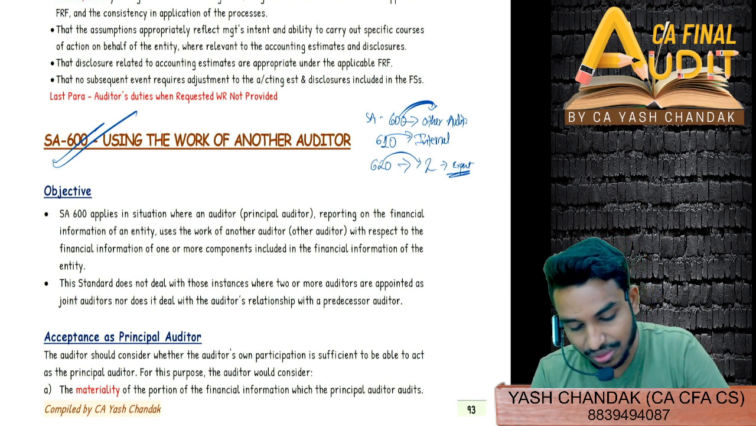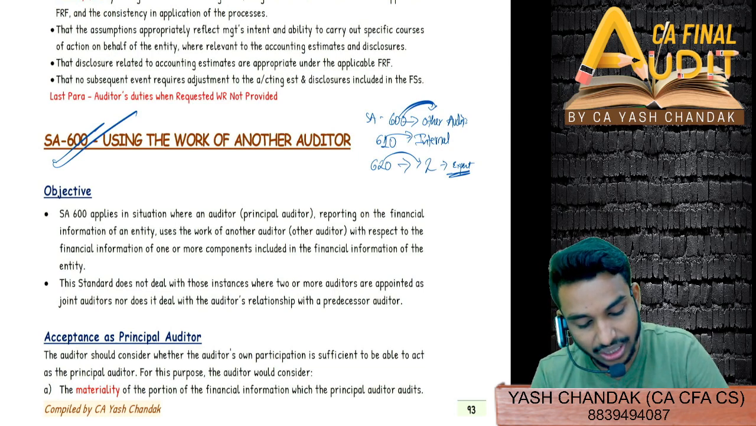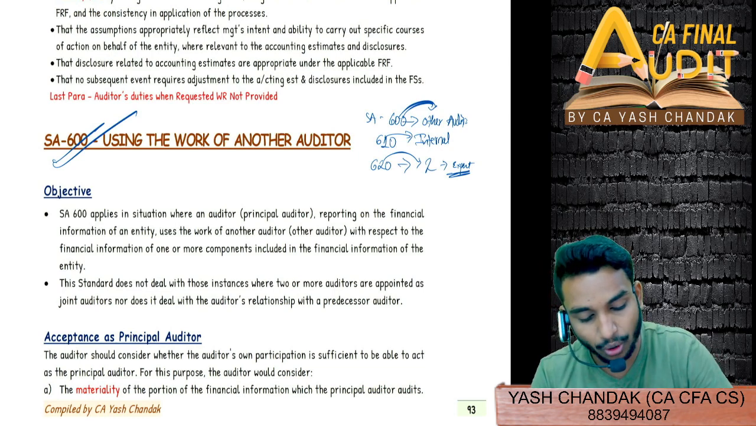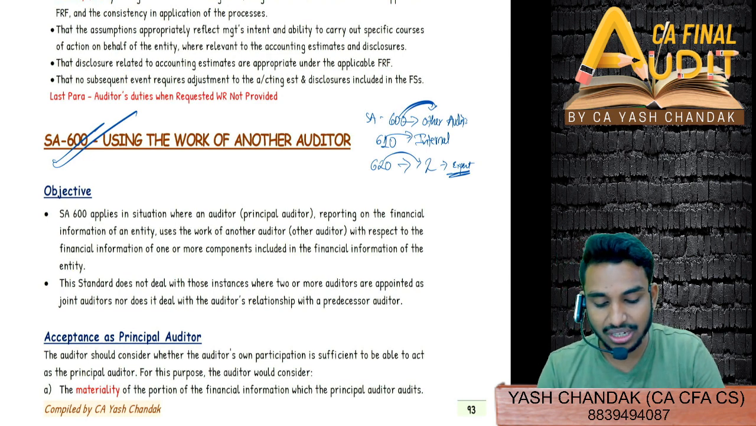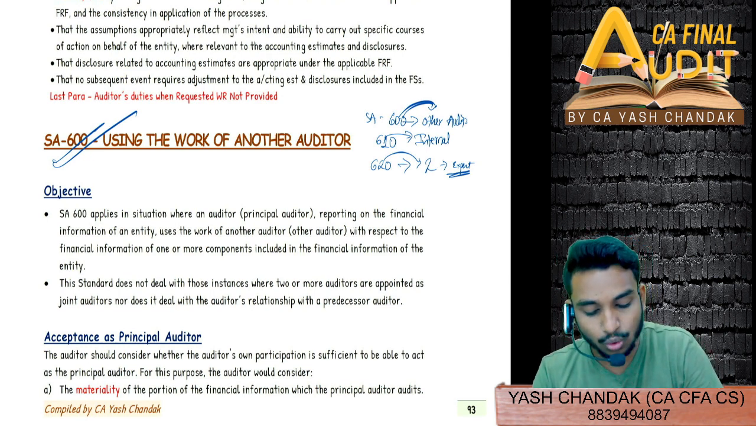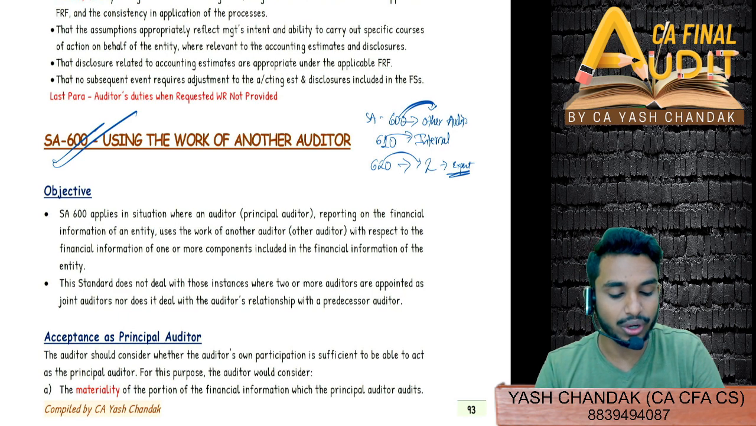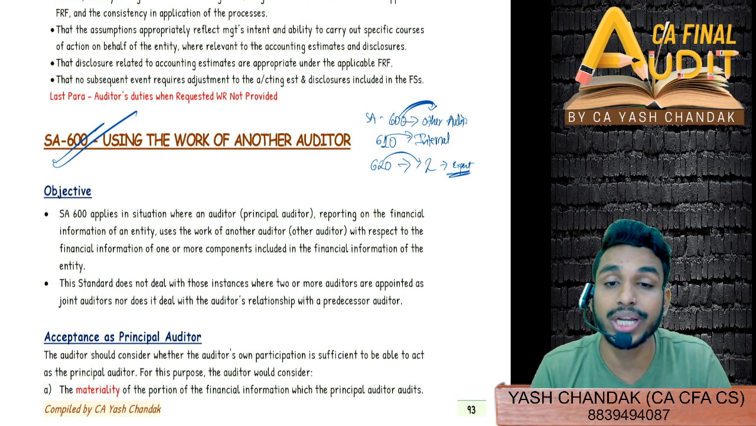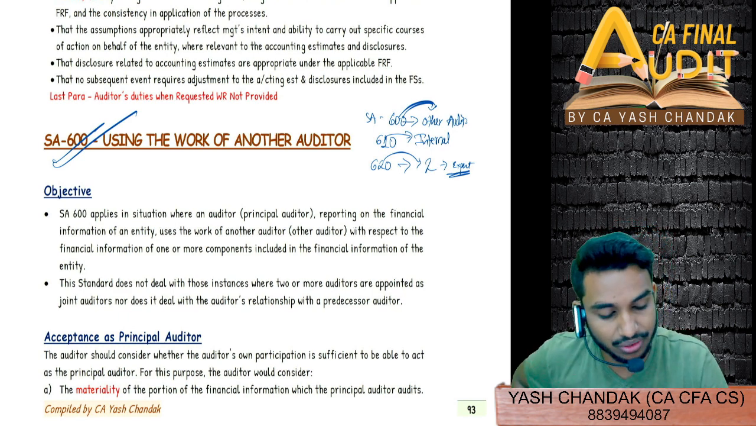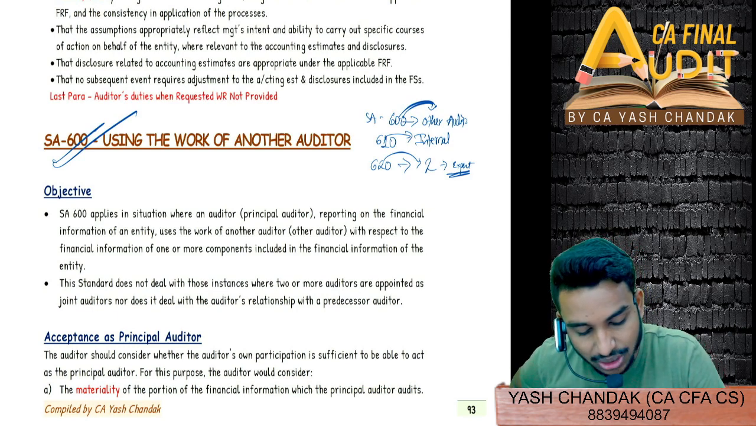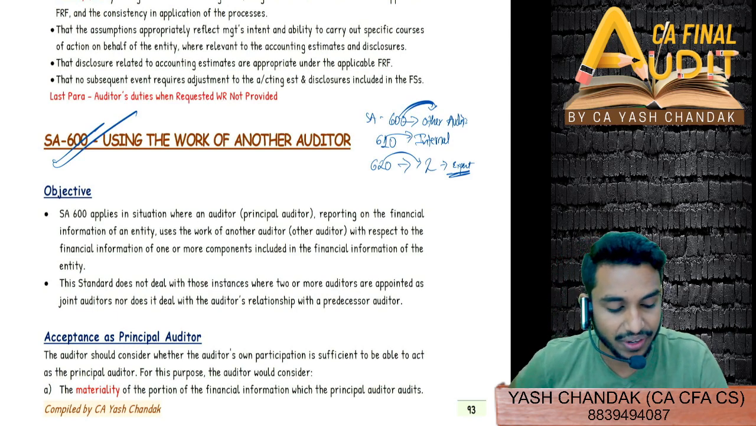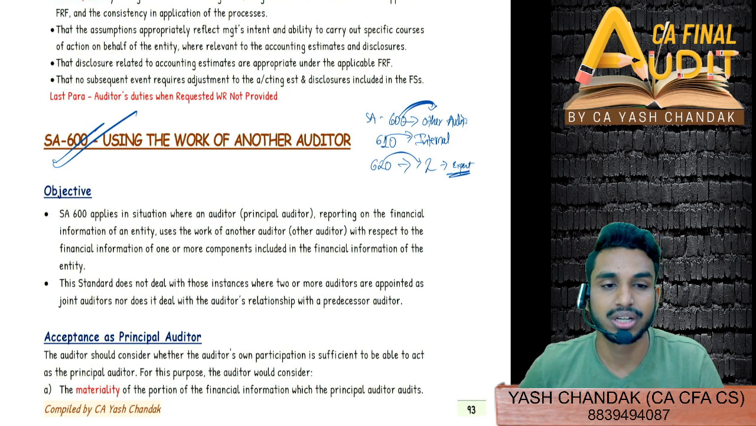So see the objective of SA 600. SA 600 applies in a situation where an auditor, that means which auditor? Me, the principal auditor, reporting on the financial information of the entity as a whole, uses the work of another auditor, that is the other auditor, the component auditors, you all, with respect to the financial information of one or more components included in the financial information of the entity, right?